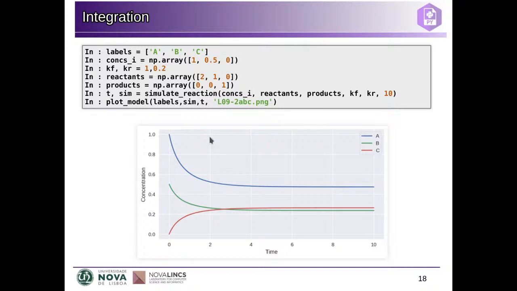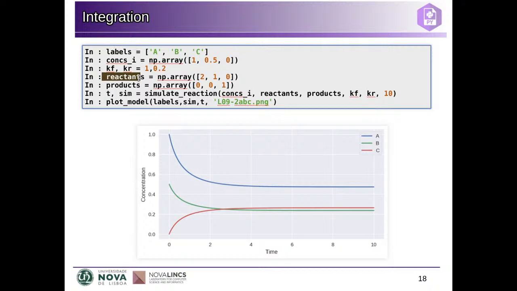So let's create a reaction that uses 2 of A plus 1 of B to generate C. So our initial concentration will be 1 of A, 0.5 of B, and 0 of C. These are arbitrary units, but we can imagine they are molar, for example. So we have 1 mole per liter of A, 0.5 of B, and 0 of C at the start. We set these two constants, so the forward constant will be 1 and the reverse constant will be 0.2. So this reaction is faster in this way. And now we specify the reaction.